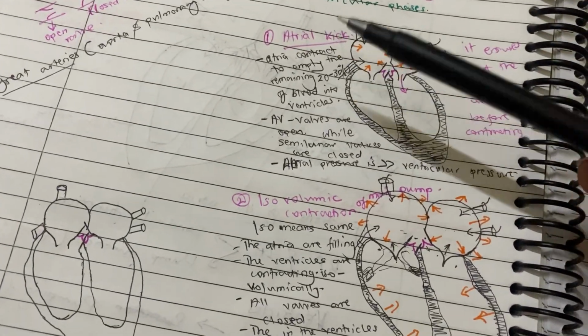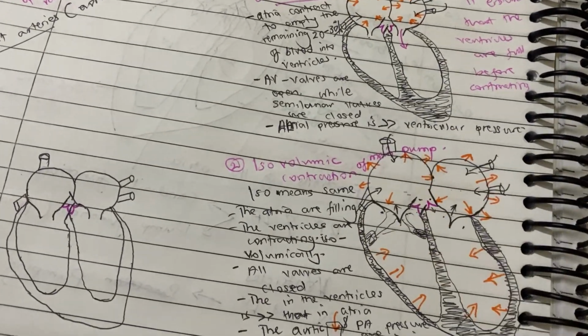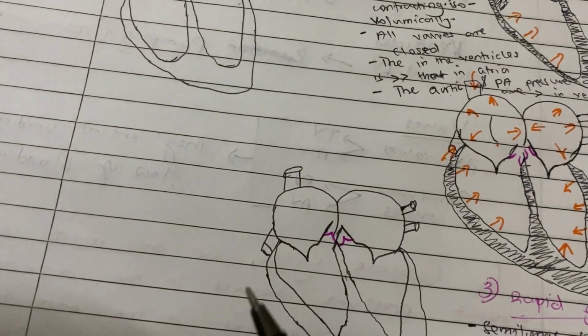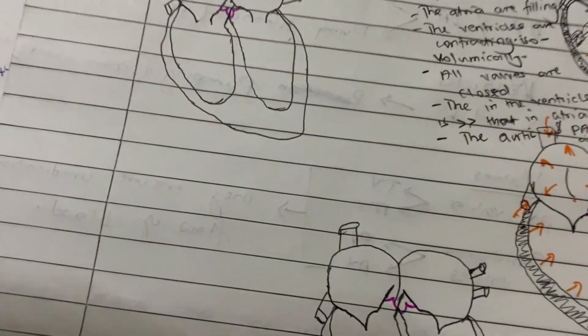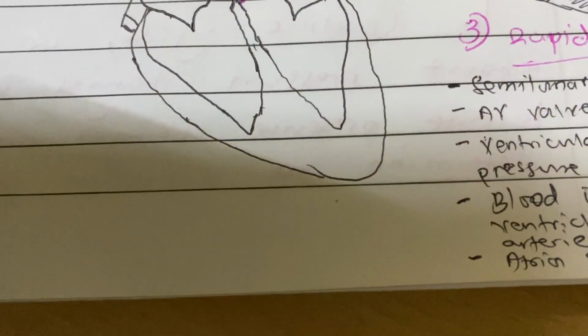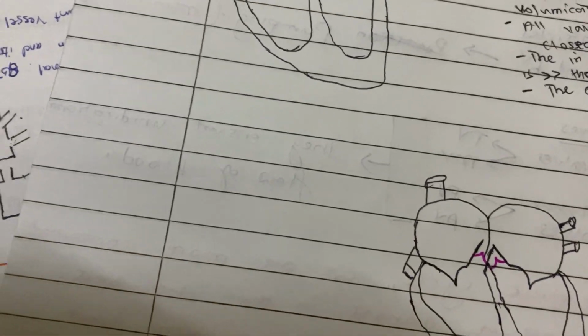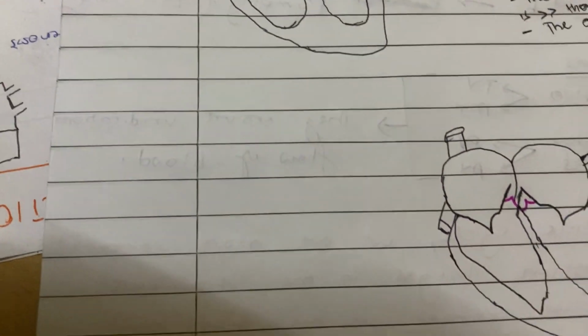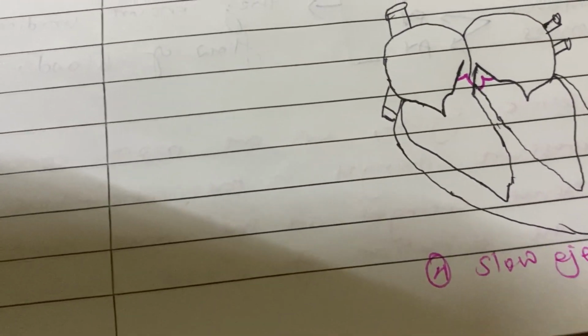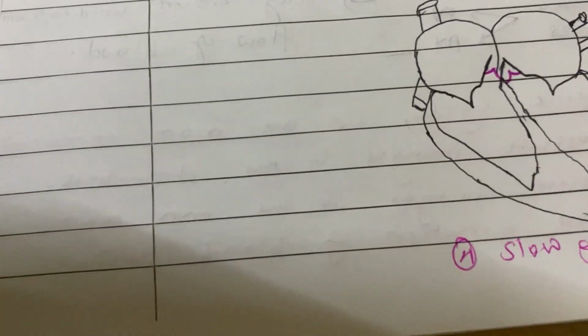We started from here, phase 1, phase 2, phase 3. The next is phase 4. Phase 4 is going to be slow ejection. Phase 4, slow ejection. But what is happening?